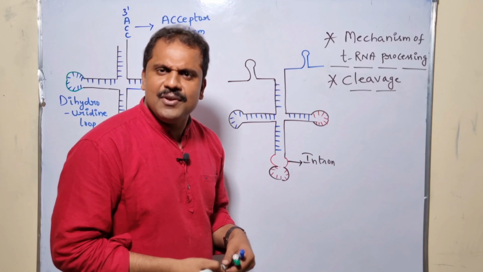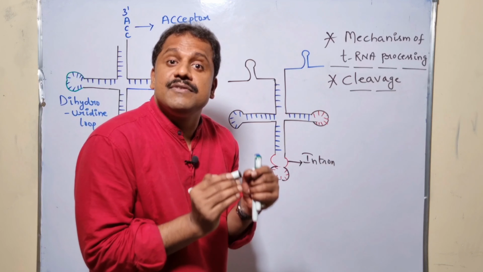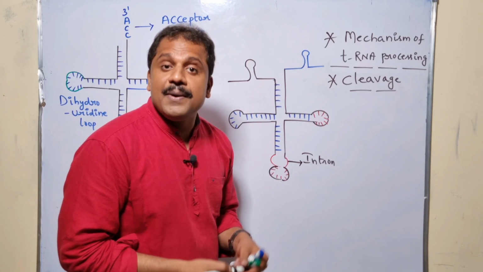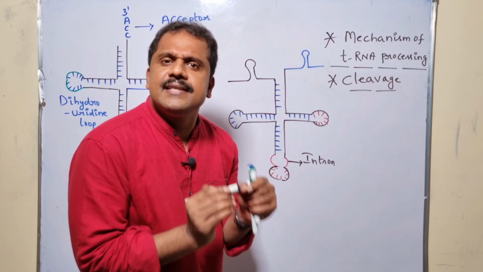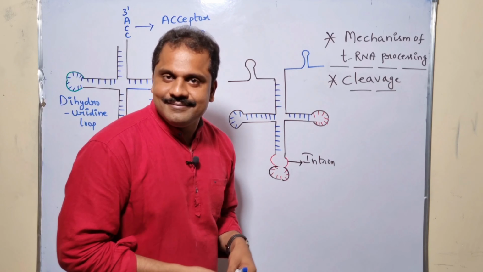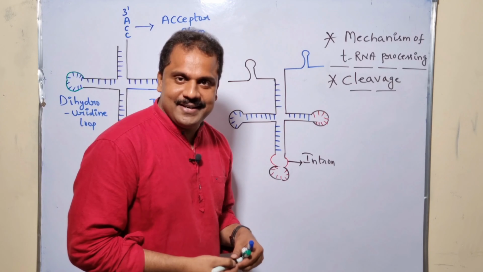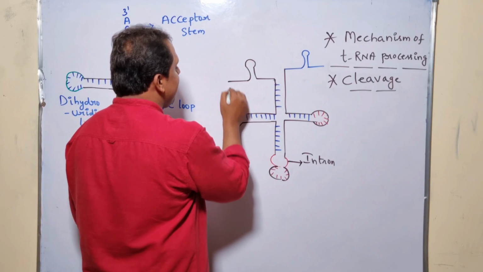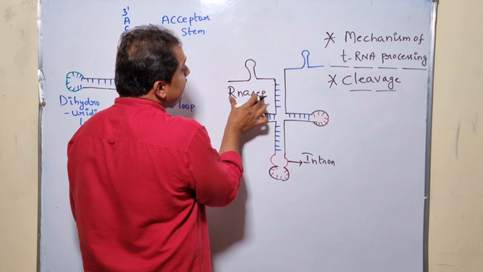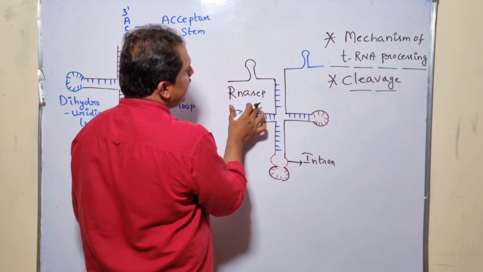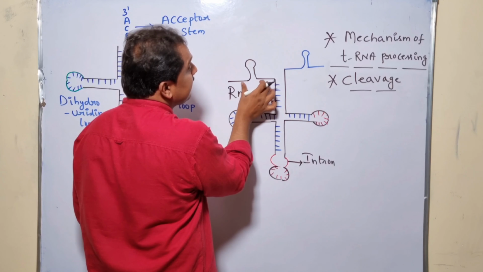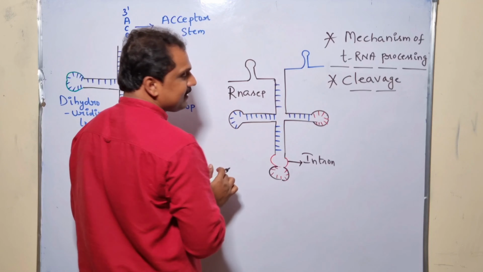Is it clear? So in order to cleave the extra nucleotides present at the extreme 5' end of the tRNA structure, the tRNA processing mechanism takes the advantage of an endonuclease which is nothing but RNase P. Is it clear? So let me write it on the board. So what is it? RNase P. Here RNase P is the endonuclease which plays a prominent role for the successful cleavage of the extra nucleotides present at the extreme 5' end of the tRNA structure.